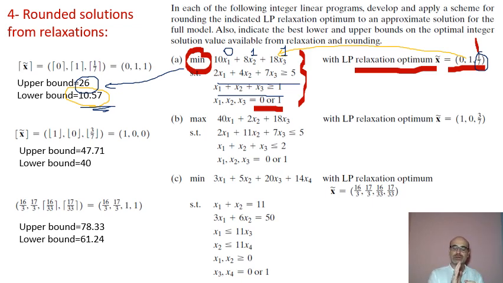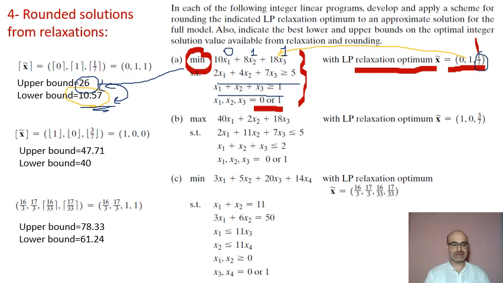The optimum solution of the relaxed problem is the lower bound, and any integer solution for the integer problem is the upper bound. Without solving this problem, we know that the objective function value of the optimal solution will be between these two values. It will be larger than 10.57 and it will be less than 26.